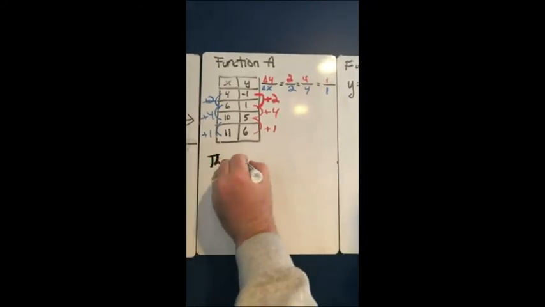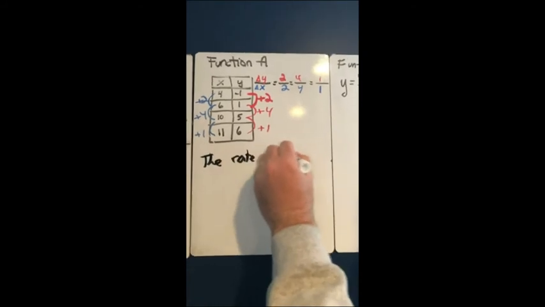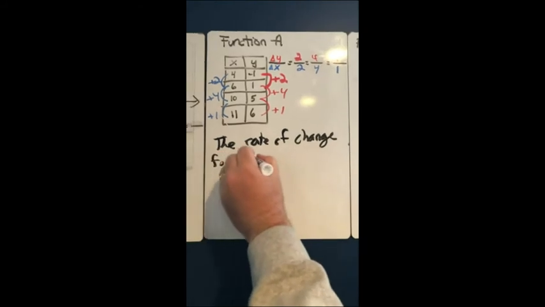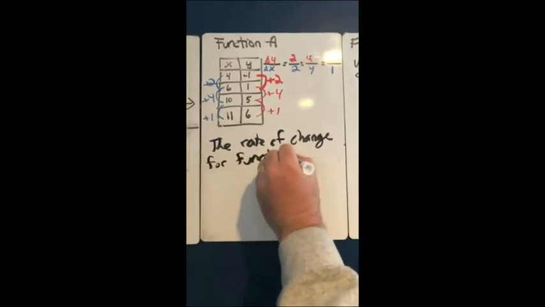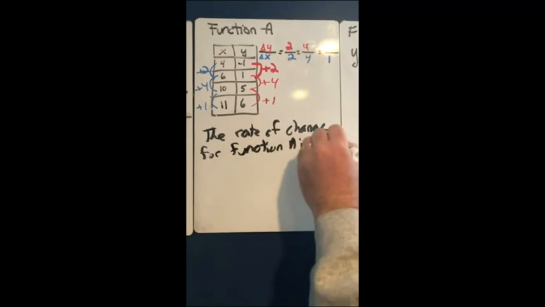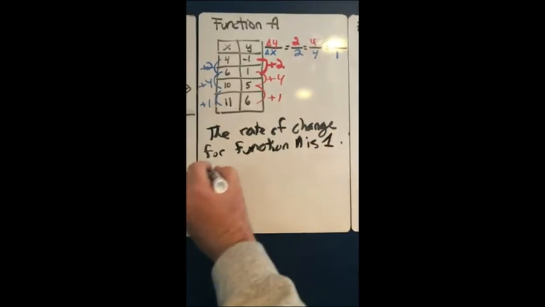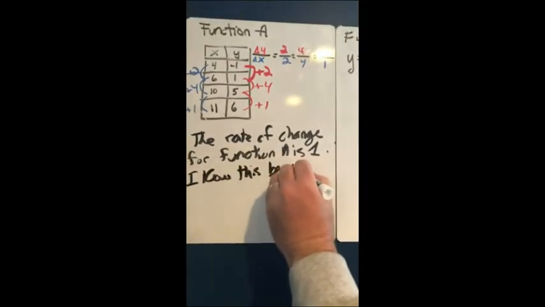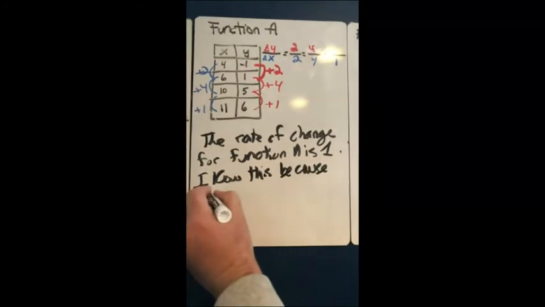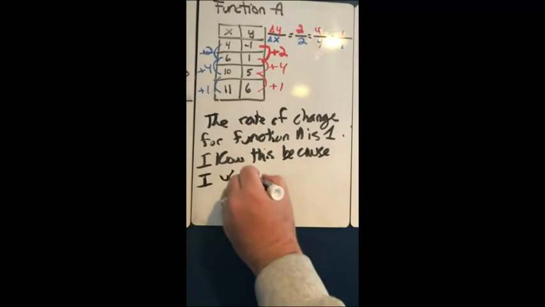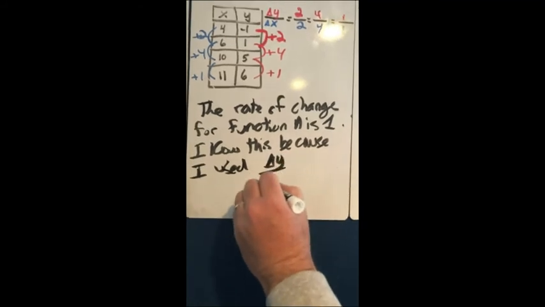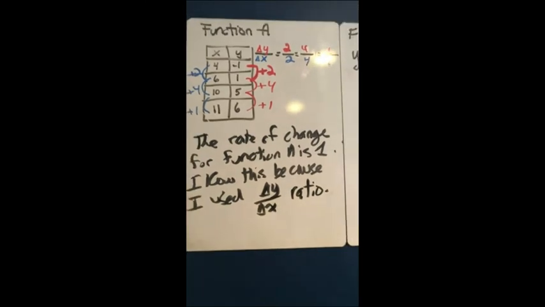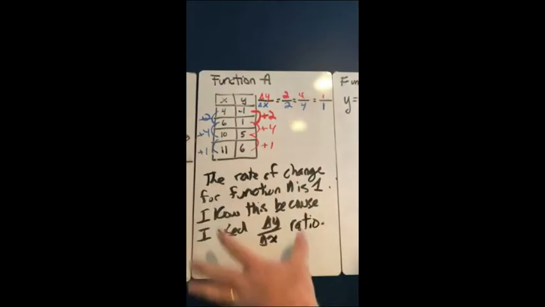I would say the rate of change for function A is 1. I know this because I use the change in y over change in x ratio. Okay, so something like that where you show your work and a couple sentences explaining it.